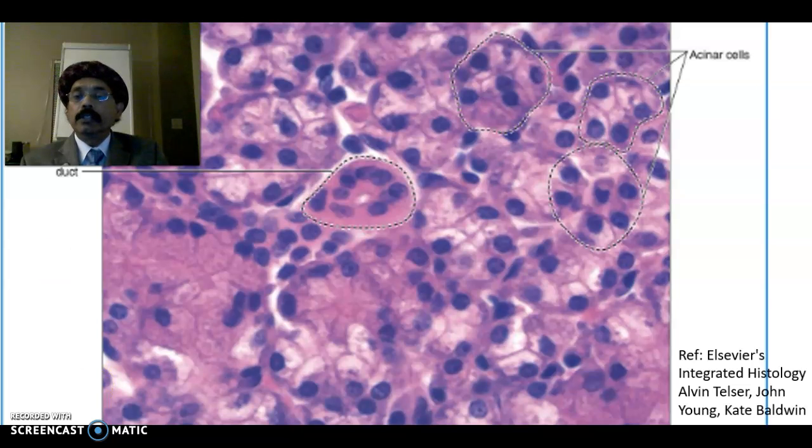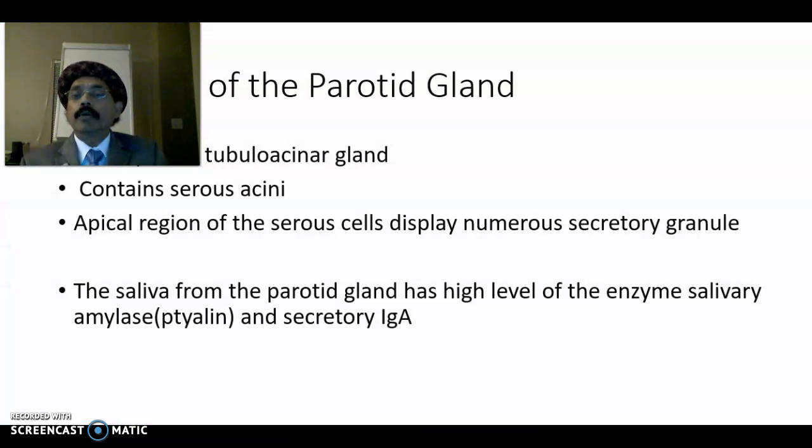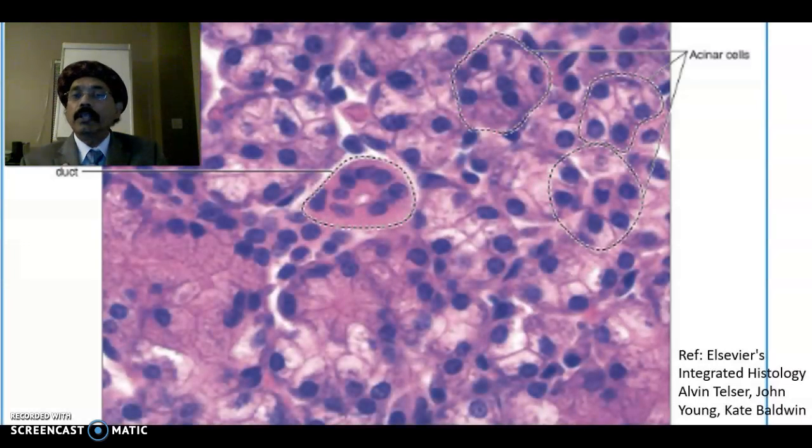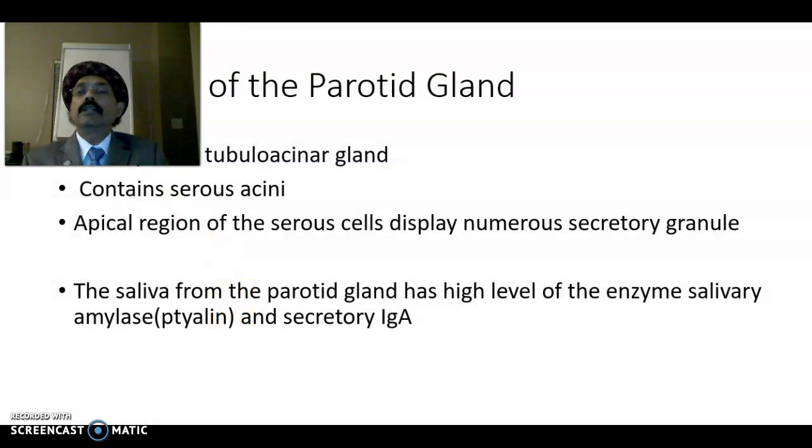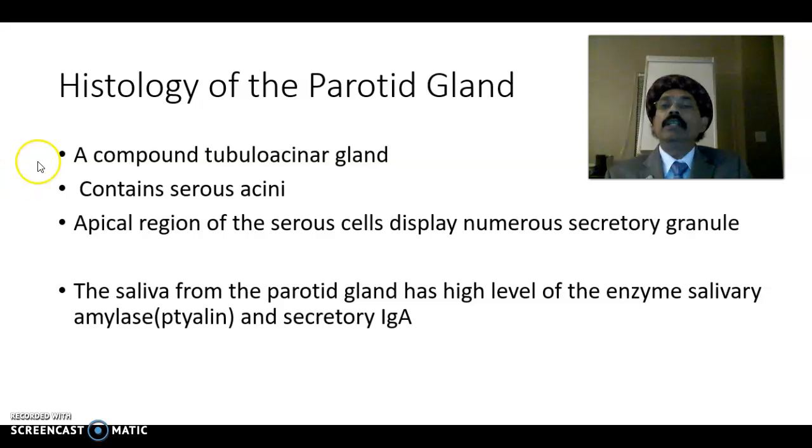Okay, then we go to our cell here. If you go to the histology of the parotid gland, it is a compound tubuloacinar gland. So what type of gland is that? A compound tubuloacinar gland. It has acinus.